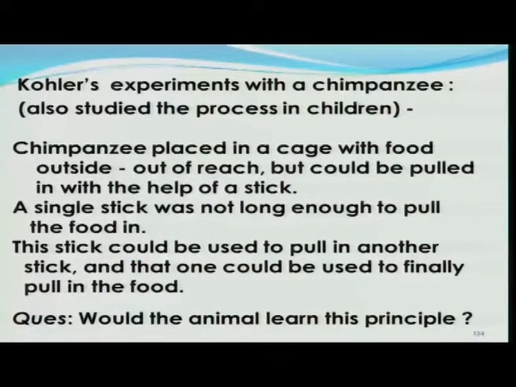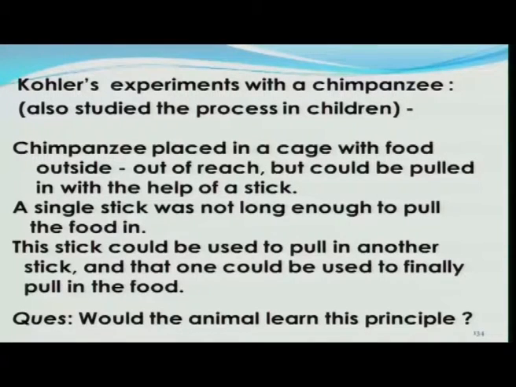person has got insight. Köhler's experiments with a chimpanzee, in fact more than one chimpanzee, are by now very well known. He also studied the process in children, but his experiments with chimpanzees are probably much more famous. Particularly the experiments conducted with one of his chimpanzees, who was named Sultan, has received a lot of attention.